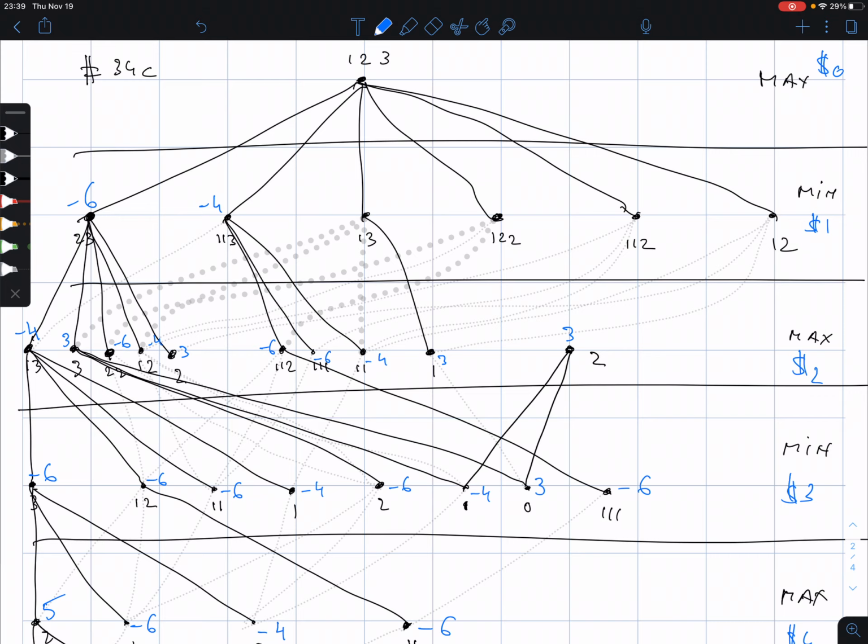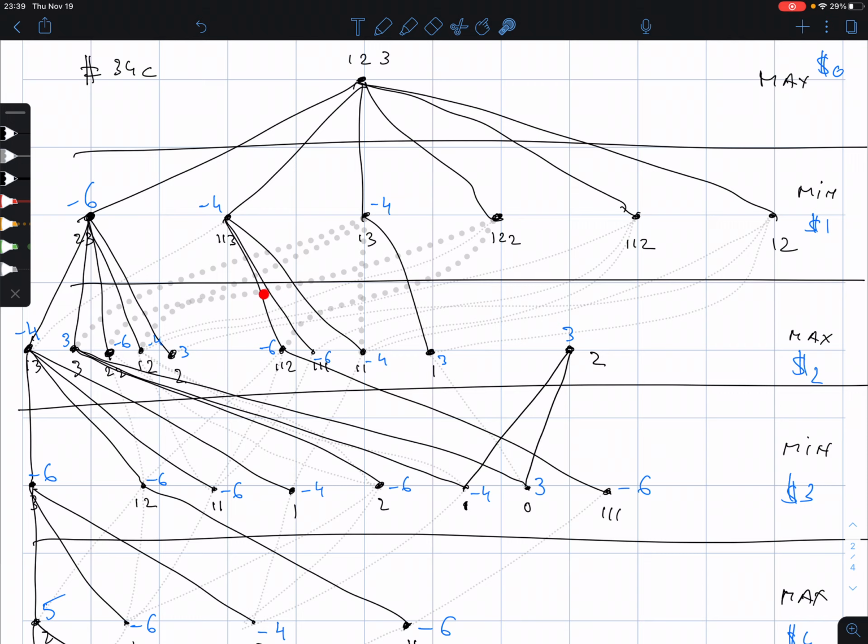The minimum, okay, we have to be careful here because what are the children? This is one child, that was 3. Then this was a child, that was negative 4. And then this was a child, was 3. So negative 4. Yeah. Oh, yeah. It doesn't look good for you, Mr. Max.